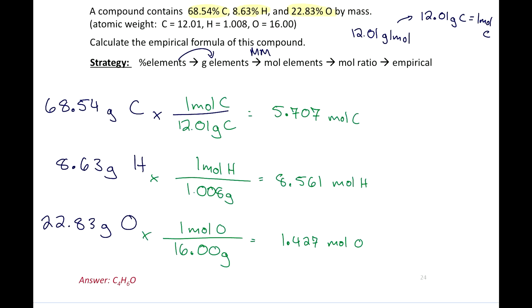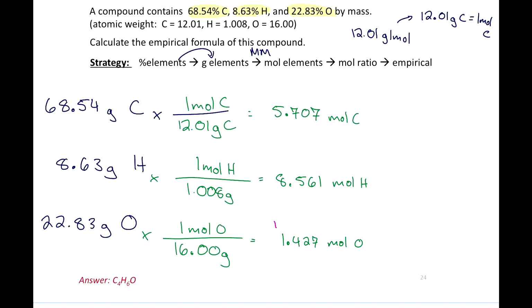But we're not done here. This is not an empirical formula because, in chapter 2, did you ever see chemical formulas with fractions in them? No. We can't write carbon 5.7, hydrogen 8.5, oxygen 1.4. That's not a chemical formula we've seen. So we need to force these numbers to be whole numbers. But what we're not going to do is just round them. Don't round this to 6, don't round this to 9, don't round this to 1.